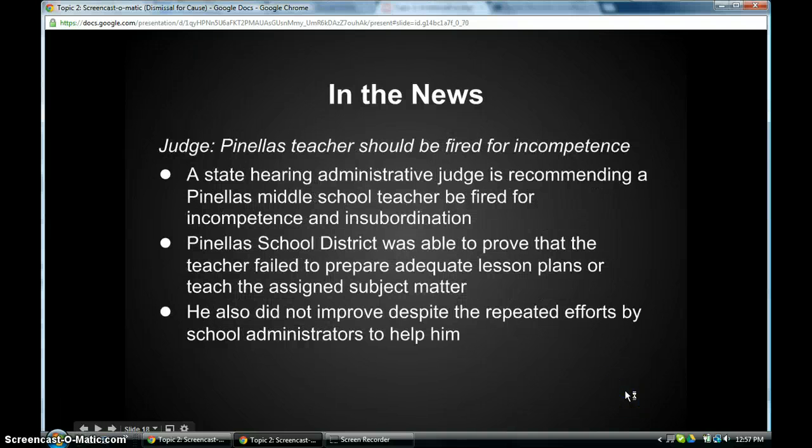The last article was from the Tampa Bay Tribune online, and it was titled "Judge: Pinellas Teacher Should Be Fired for Incompetence." A state administrative hearing judge is recommending a Pinellas middle school teacher be fired for incompetence and insubordination. The Pinellas School District was able to prove that the teacher failed to prepare adequate lesson plans or teach the assigned subject matter. This teacher also did not improve despite the repeated efforts by school administrators to help him.